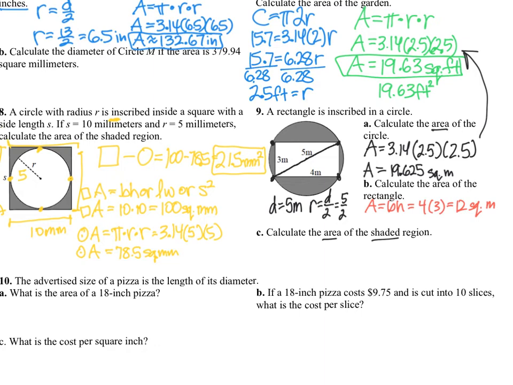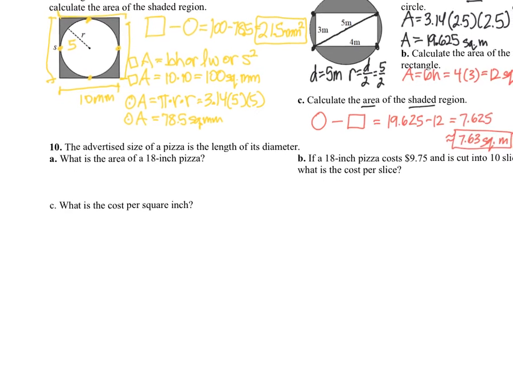And now for part C, the area of the shaded region. So that's going to be the circle this time minus the rectangle. Before, over in number 8, it was the square minus the circle. Now it's the circle minus the rectangle. So that's 19.625 minus 12. Well, that equals 7.625. So rounding it, I guess I could have just used the 7.63 square meters.